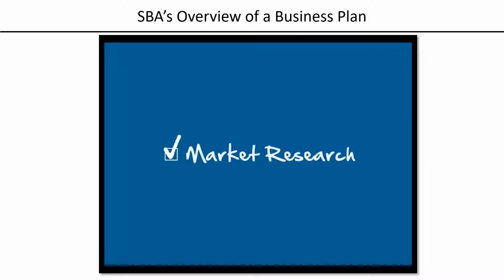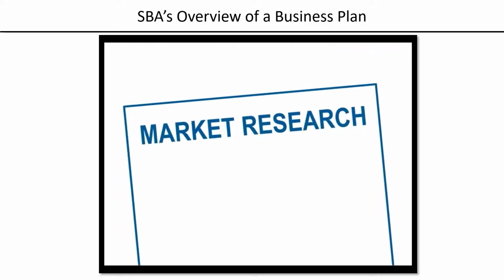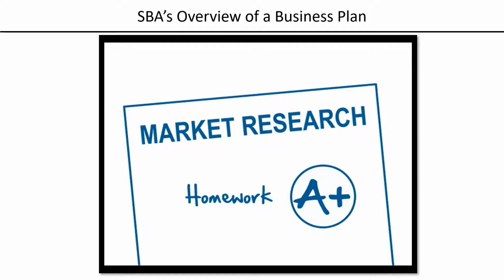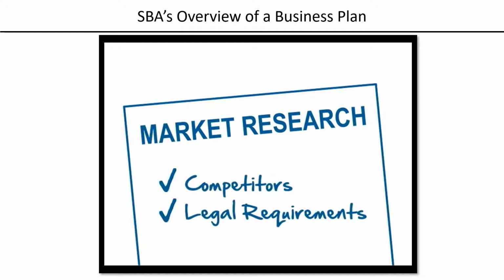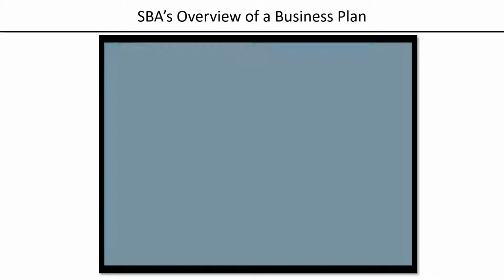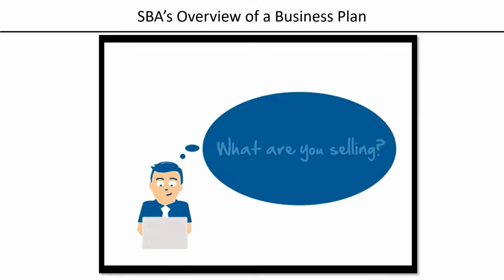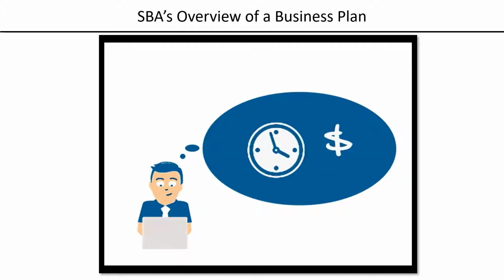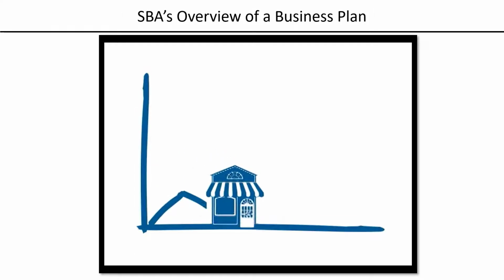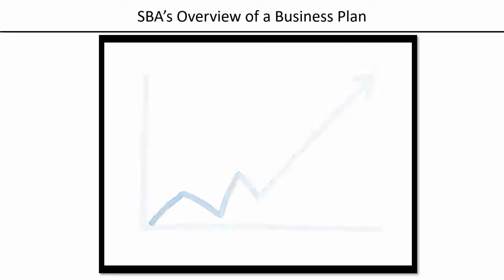Next up is your market research. Use this section to provide detailed information that shows you've done your homework and that you understand your industry and target market. Be sure to include an assessment of your competitors and any legal requirements impacting your company and industry. The fourth section is a description of your products or services. What are you selling? How will it meet the needs of your customers? What are its benefits compared to the competition? Answer these questions in detail, and be sure to note the current development stage of your business.